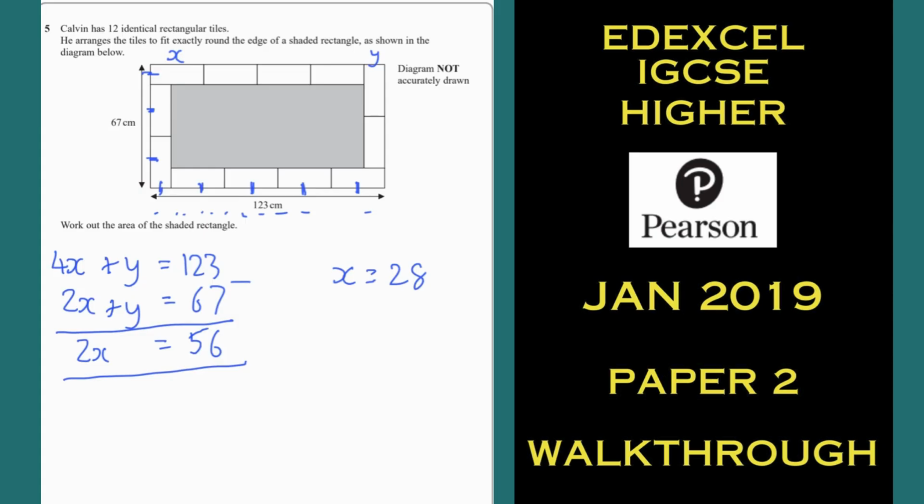And don't forget, you need y as well. Well, 2 x's, 2 28s are 56, plus the y has to have a value of 11. But we haven't finished. Work out the area of the shaded rectangle.